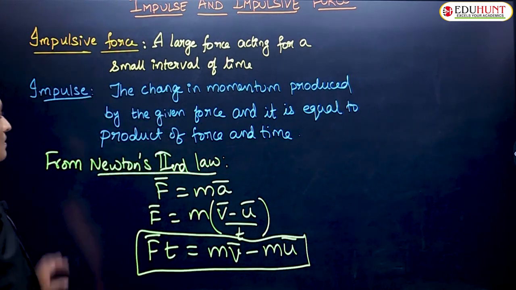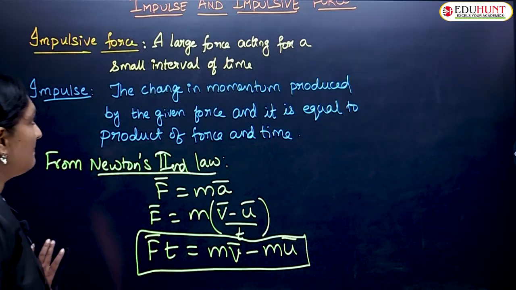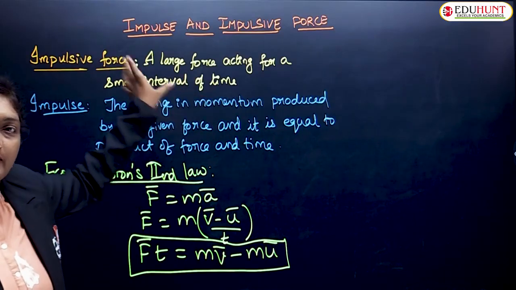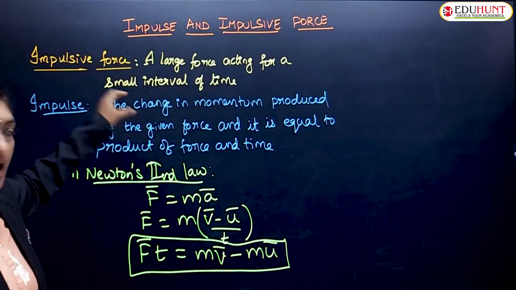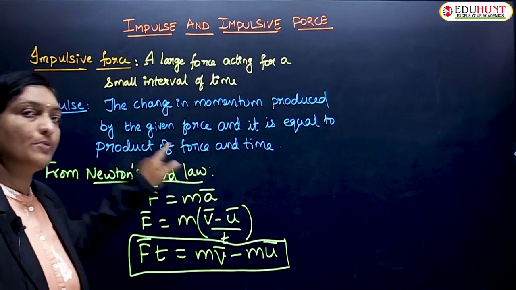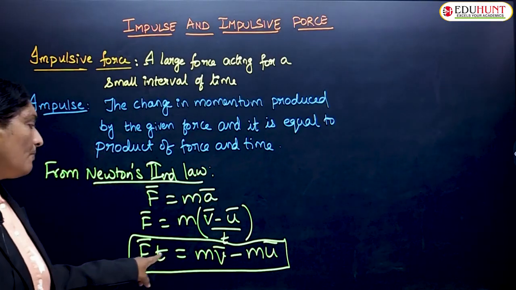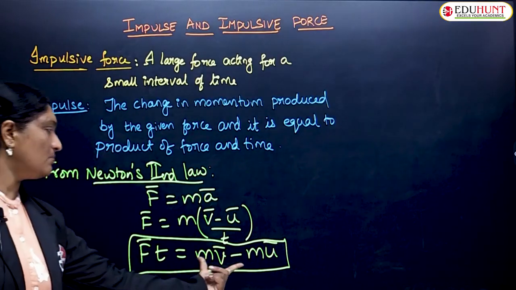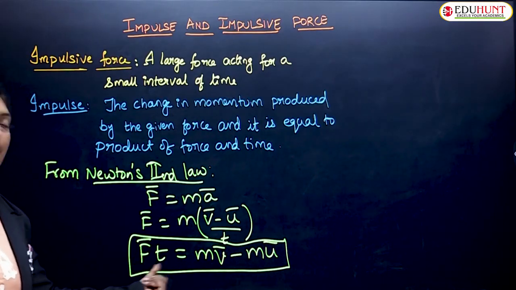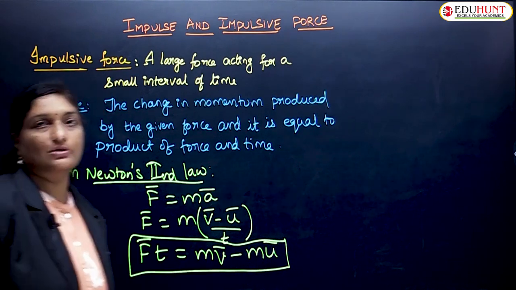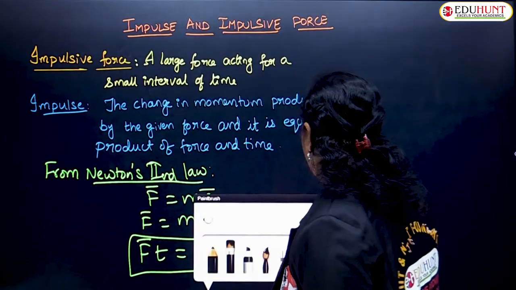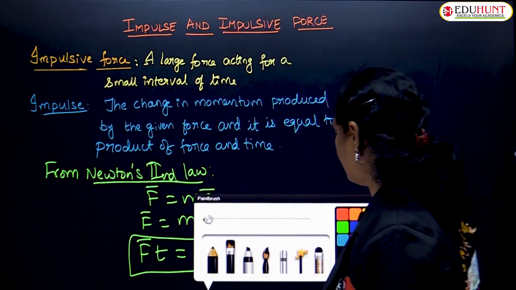So this is all about the concept of impulse and impulsive force. A large force acting for small interval of time is called impulsive force, and the impulse of this force is defined as the change in momentum produced by this force, which equals the product of force and time. That means the product of force and time, F into t, is also equal to mv minus mu.